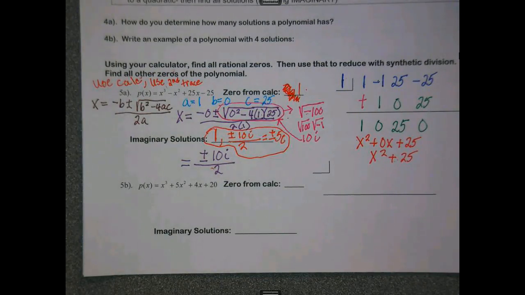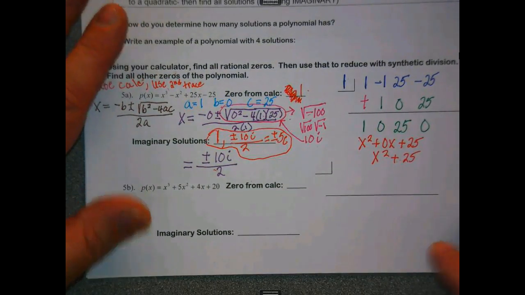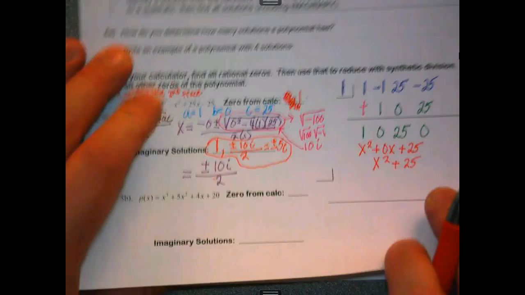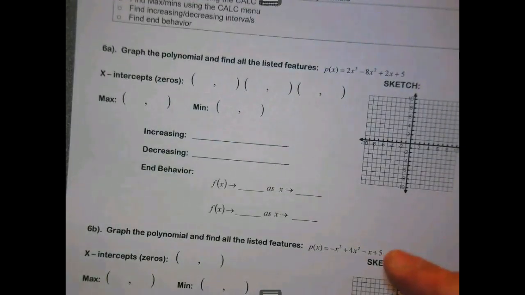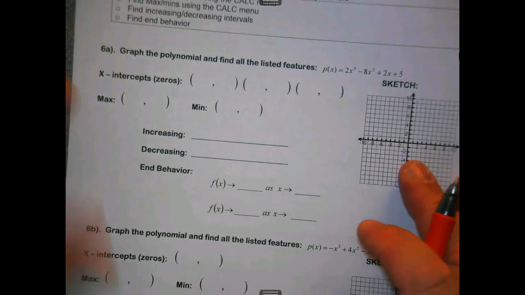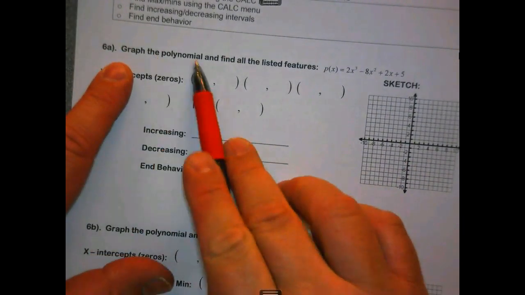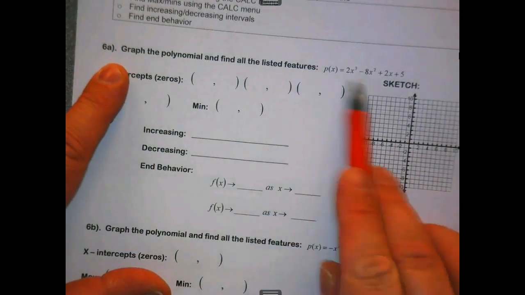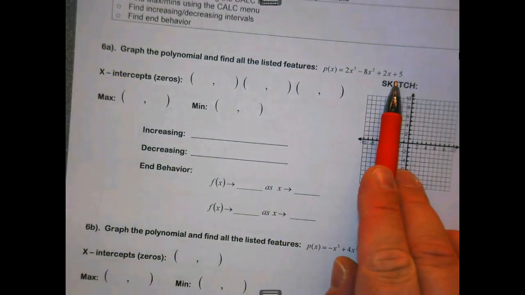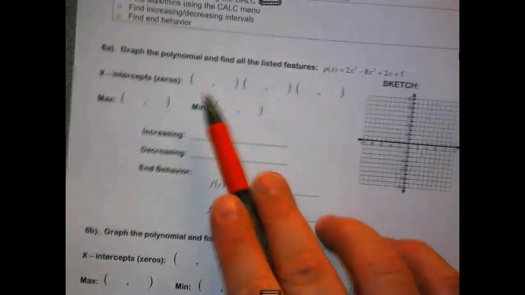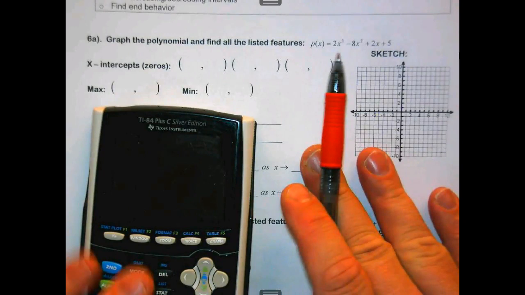Okay? And the last thing we're going to have in the quiz tomorrow, analyzing graphs of polynomials. Okay, so we've been doing this, what, the past 2 or 3 days, right? Okay, graph the polynomial and find all the listed features. So again, the first thing I'm going to do here to find the x-intercepts, I'm going to put it in my calculator.